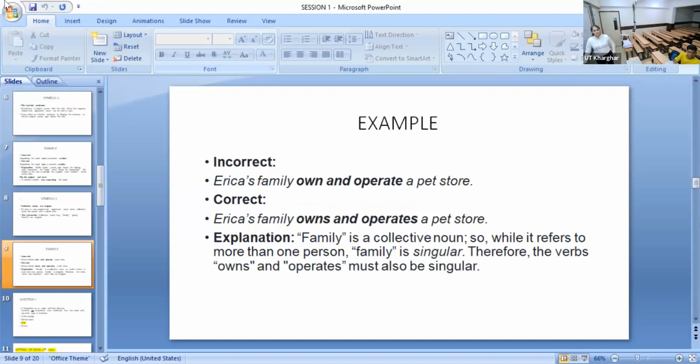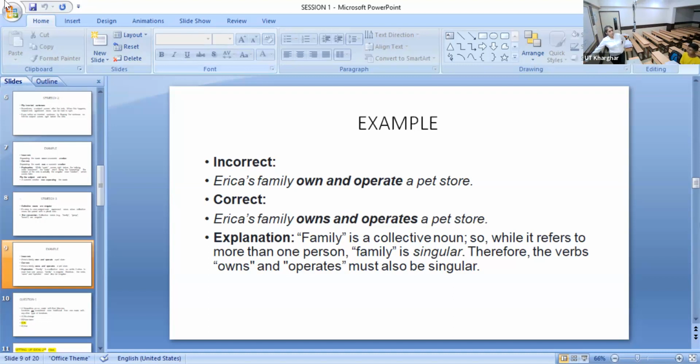Saina, incorrect? Erica's family own and operate a pet store. Okay. Erica's family owns and operates a pet store. Why did we use owns and operates? What's the logic? Why not own and operate? Because family is a collective noun, so owns and operates must always be for singular. You know this.